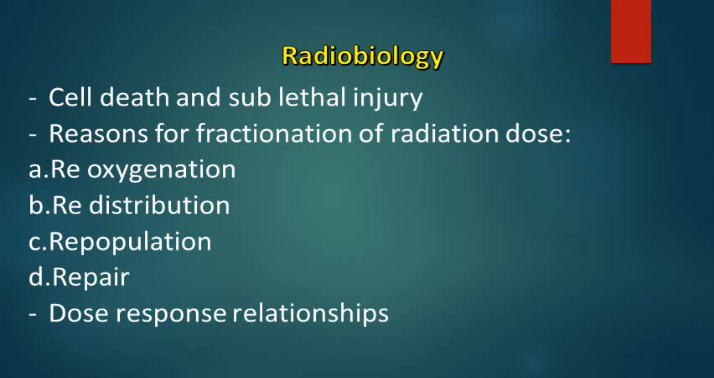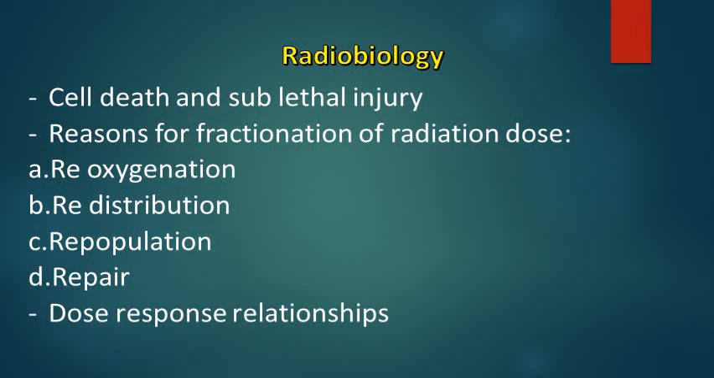Another reason for fractionation is redistribution. By redistribution, we have to mention that every cell has a life cycle, and during certain parts of the life cycle it is more susceptible to the effect of radiation than other parts. For example, during the G1 phase and the mitotic phase, the cells are more sensitive to radiation than during the beginning of synthesis of DNA and at the end of synthesis of DNA. So by fractionation, we have more chance to hit the cell during the part of its life cycle in which it is more susceptible to the effect of radiation.